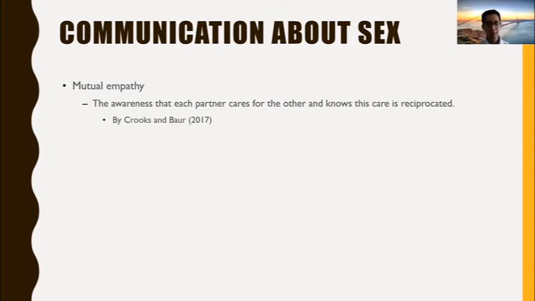Mutual empathy usually happens between people who are in a romantic relationship or in a marriage. So the man and woman, husband and wife, are aware that they can build empathy toward each other. They can be empathic toward each other through sex, and they can know that they take care of the other. They know that the other also takes care of them. That is called mutual empathy.